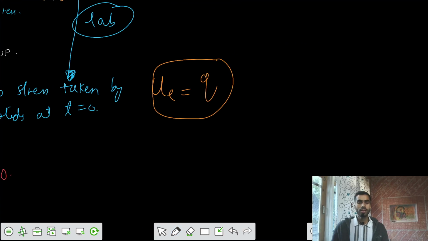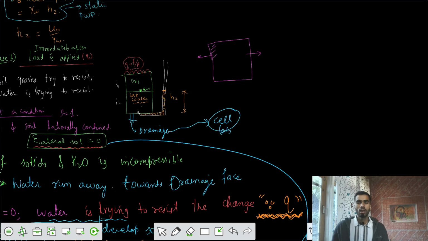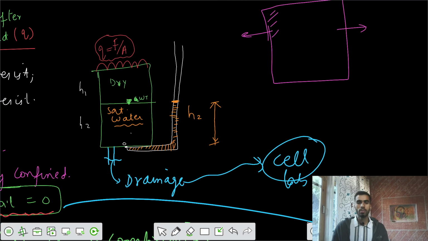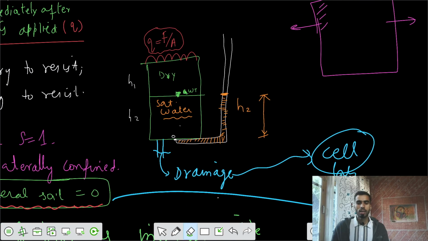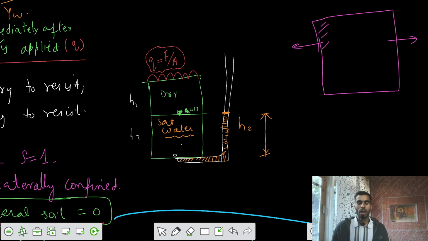Now, because there is excess pore water pressure, initially what was the level of the water in the piezometer? We want to talk about that level of water in the piezometer. Initially it was a static condition. Now I am applying that load, so we are talking about the immediate time, t equals 0, when we applied the external stress of surcharge Q. At that time your excess pore water pressure increases, and that increase equals Q.